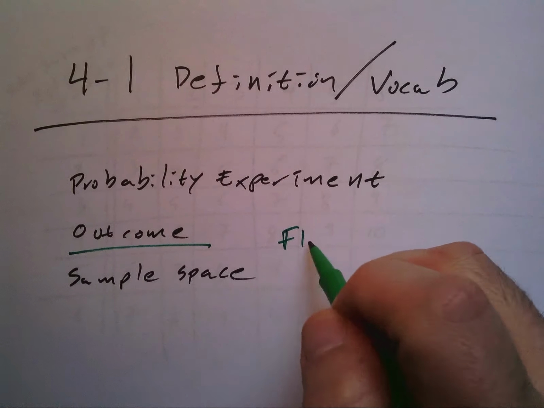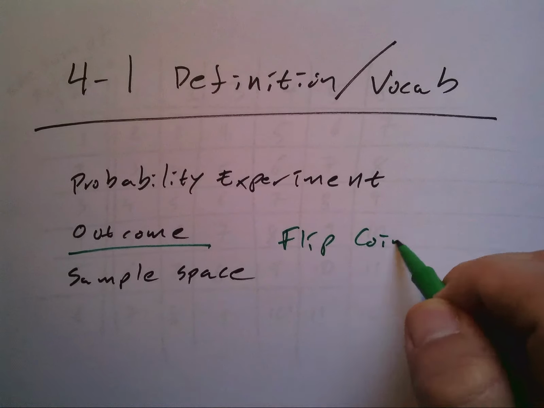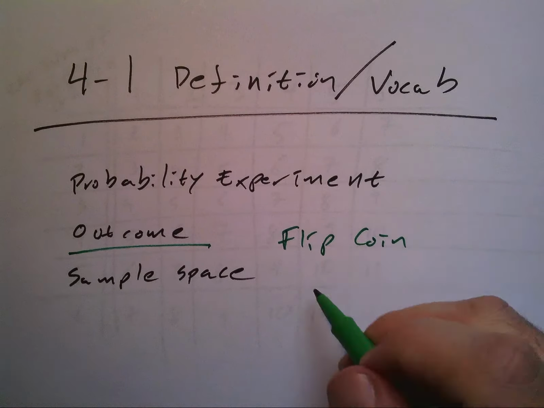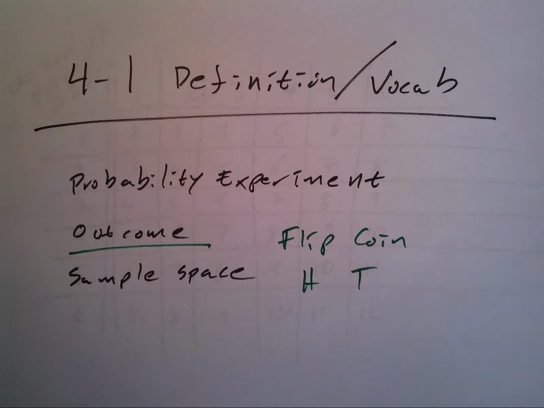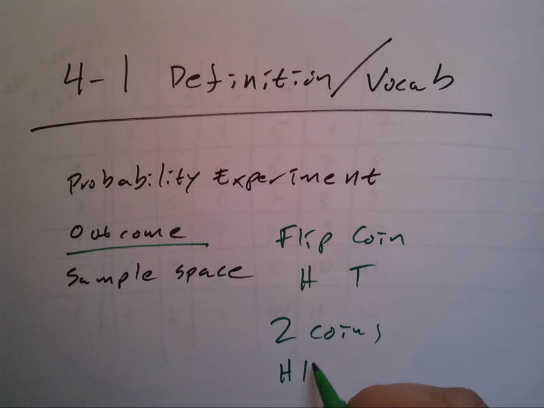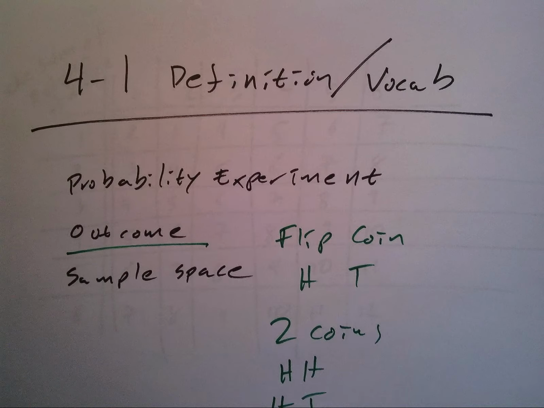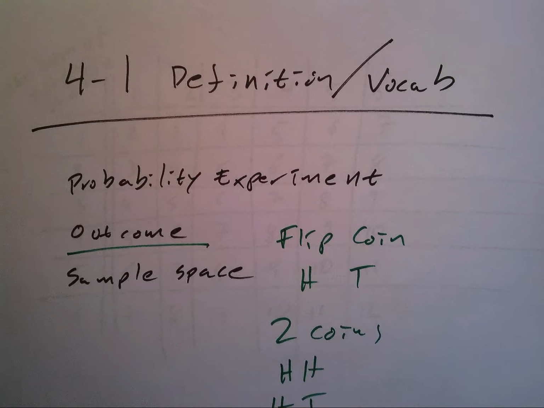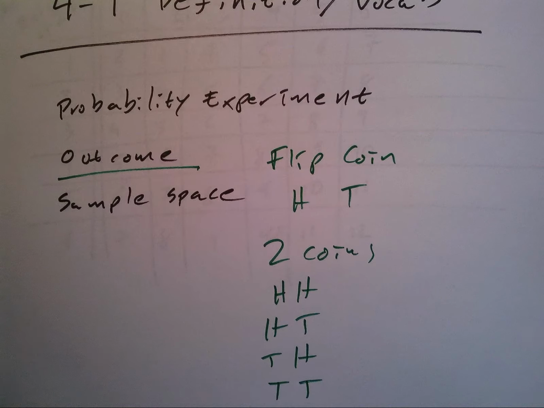Example, if we flip a coin, what are the two things that can happen? You can either get a head or you can get a tail, right? If you flip two coins, you can either get head head, head tail, tail head, or tail tail, all right? Now, no big surprise here. These are the different outcomes.